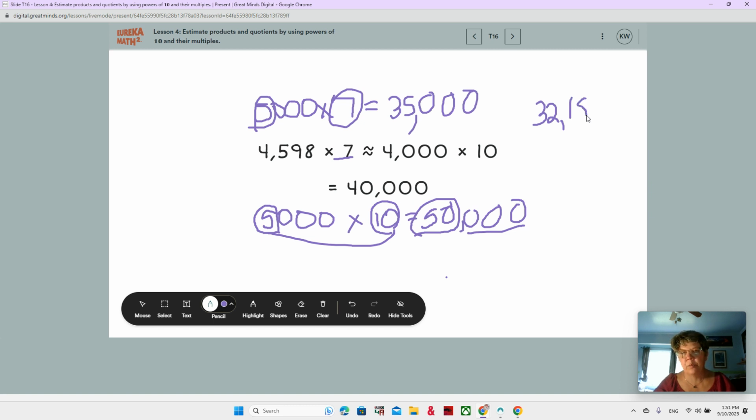The actual answer is 32,186. So we can see that rounding correctly, right? Looking at the 5, it's telling us, okay, the 4, you need to go up, because I'm 5 or above. And then keeping our 7 the same when we can, right? We can multiply by a power of 10, but it's going to make our estimate a little too large sometimes. Okay? All right, very good.